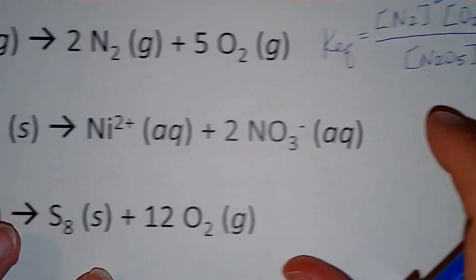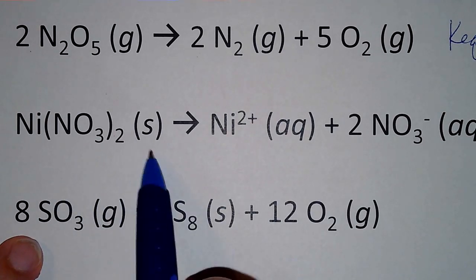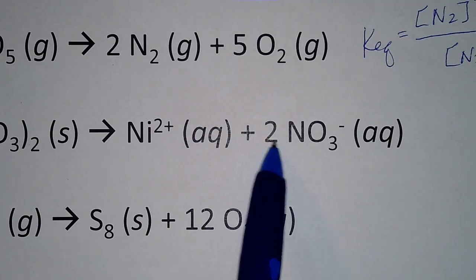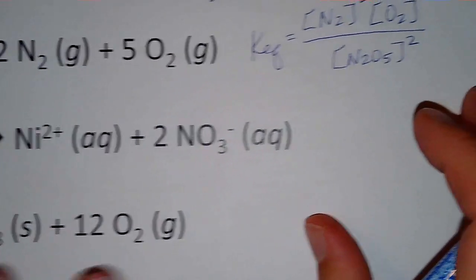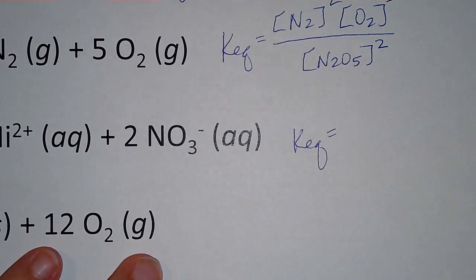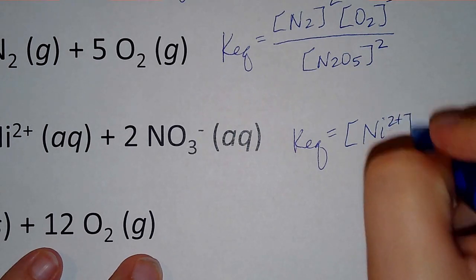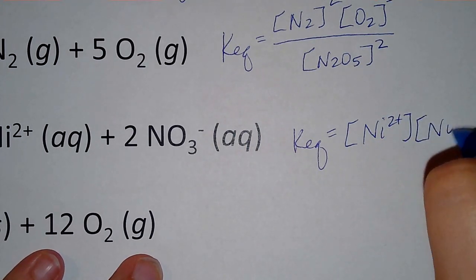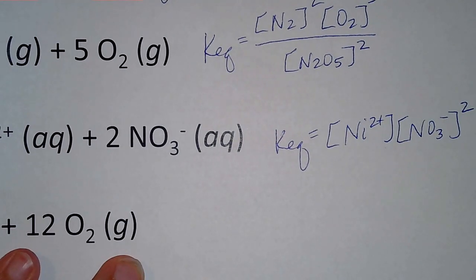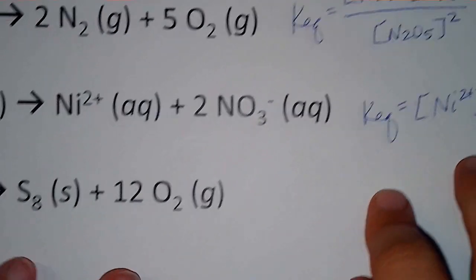Alright, if we look at the third one, we have nickel nitrate. It's a solid. Goes to the nickel ion plus 2 of the nitrate ions. Alright, we're not going to include the solid. So for this one, our KEQ is just the nickel ion times the nitrate ion squared. Alright, our coefficient of 2 becomes the exponent. And we leave off the solid nickel.